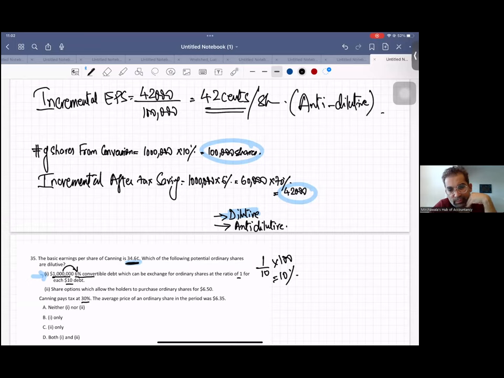Right now, we don't need to decide if it's reported or not. They are asking about dilutive and anti-dilutive. The first one is anti-dilutive. I have proved this thing.